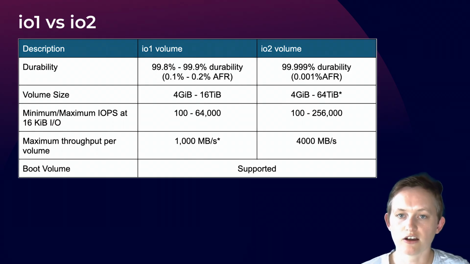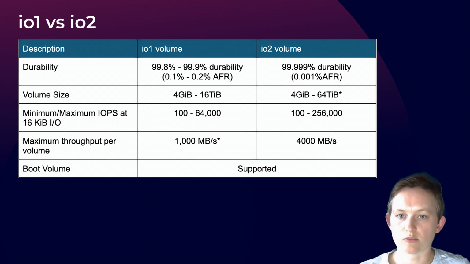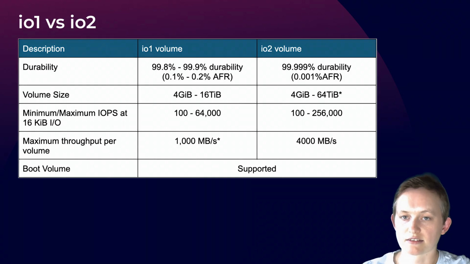So if either the IO1 or IO2 volumes are attached to a Xen-based EC2, you're only going to achieve a maximum of 32,000 IOPS. So if you need your provisioned IOPS volumes to achieve more than 32,000 IOPS, make sure that you're attaching it to a Nitro-based instance.